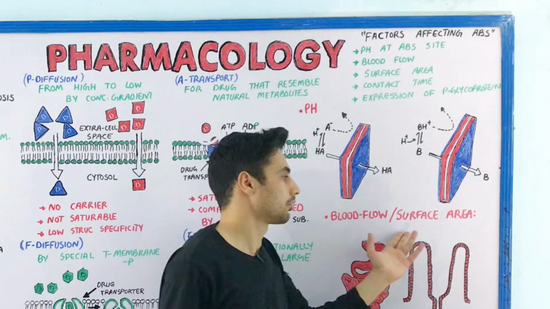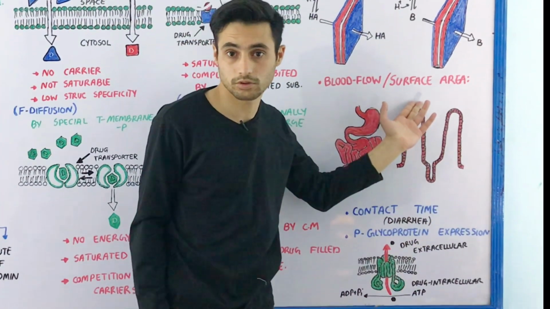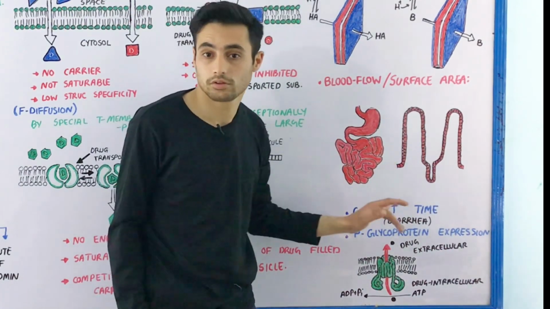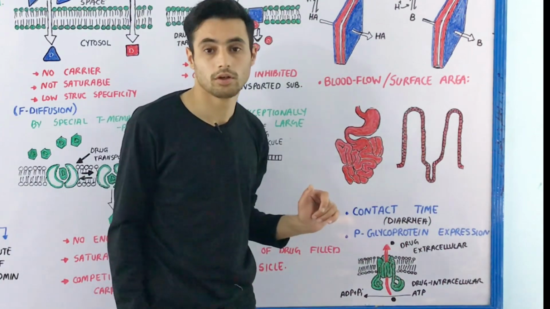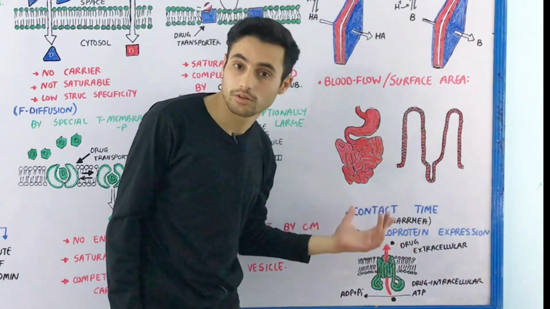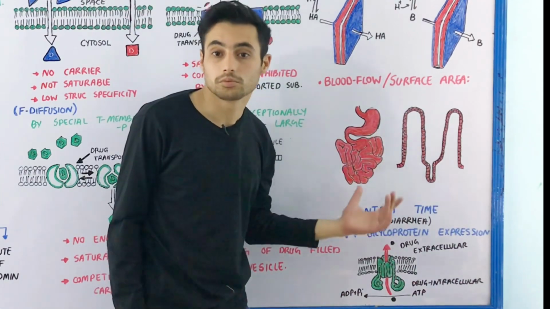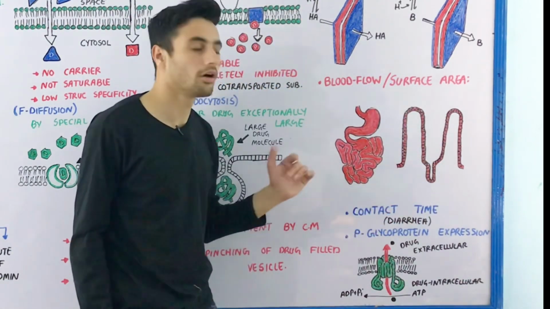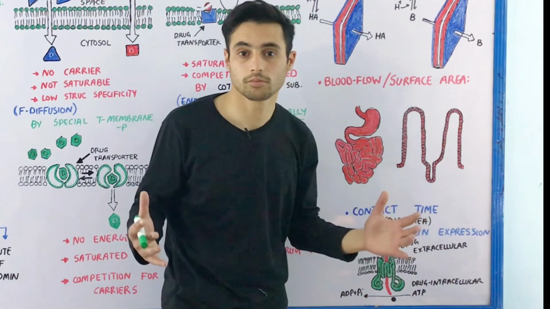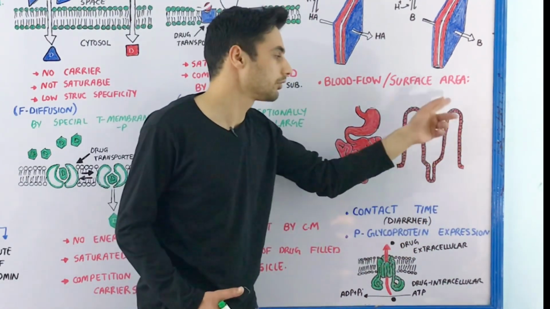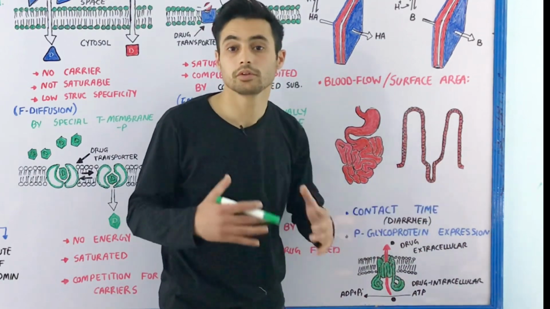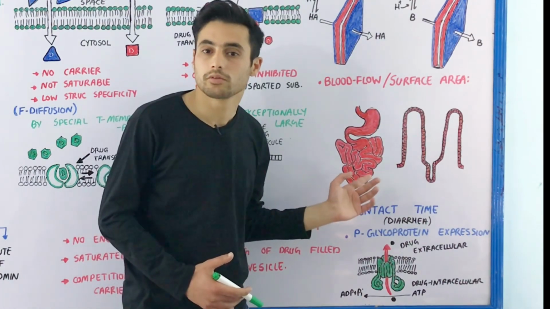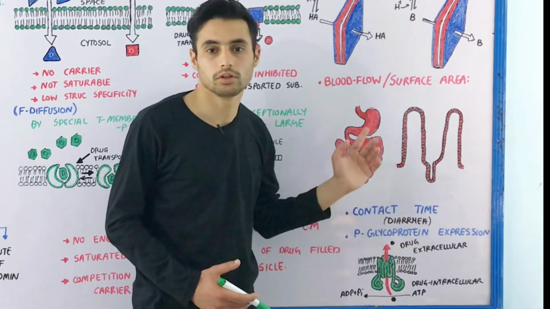Now, how do the blood flow and the surface area affect the drug absorption? We know that the arterial supply of your intestine is very much greater in comparison to the stomach. So the blood flow to the intestine will be great and the absorption will be great in comparison to the stomach. The surface area of your intestine is large in comparison to the stomach. Why? Because of these microvilli, the finger-like projections, which greatly increase the surface area. So the intestinal absorption of the drug will be great in comparison to the stomach.